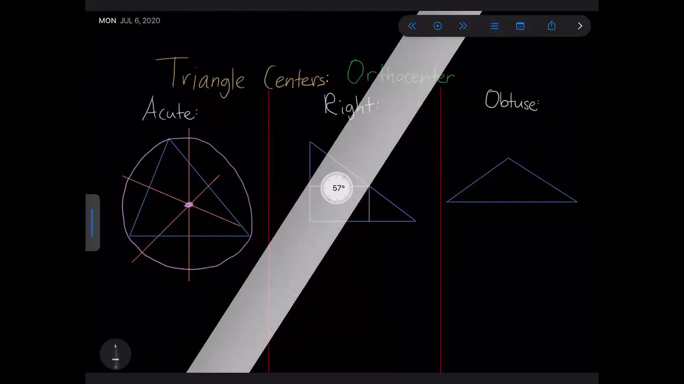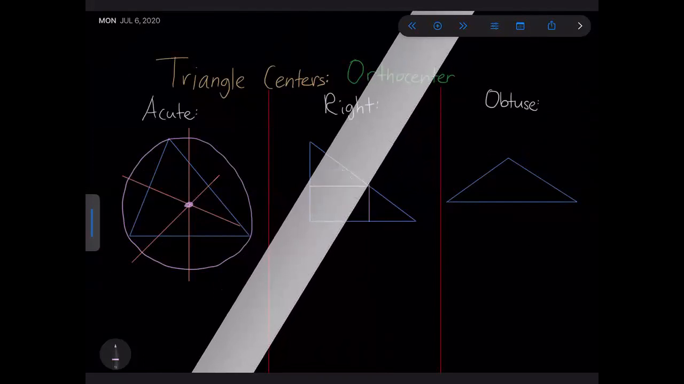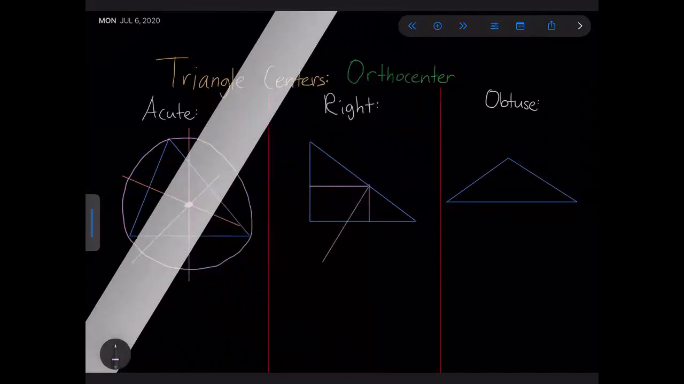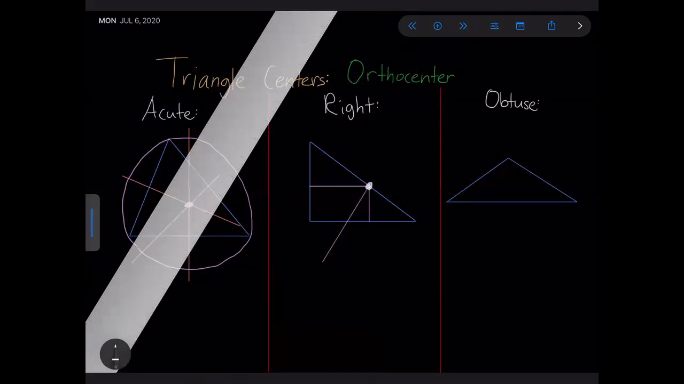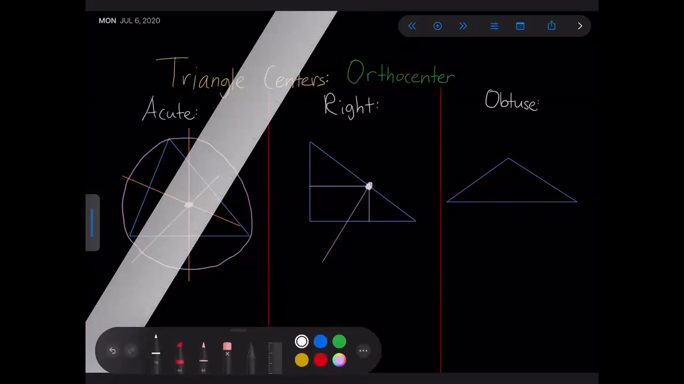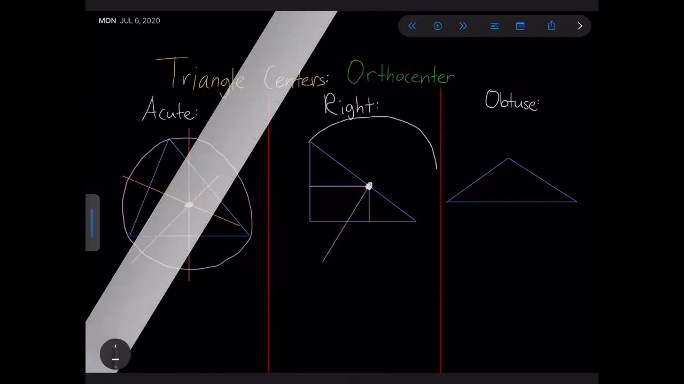This is a very different case. In this case, they actually intersect at the midpoint of the hypotenuse. They intersect right here. What this means is you can draw a circle that has the hypotenuse as the diameter. Passes through all three. Just like before.